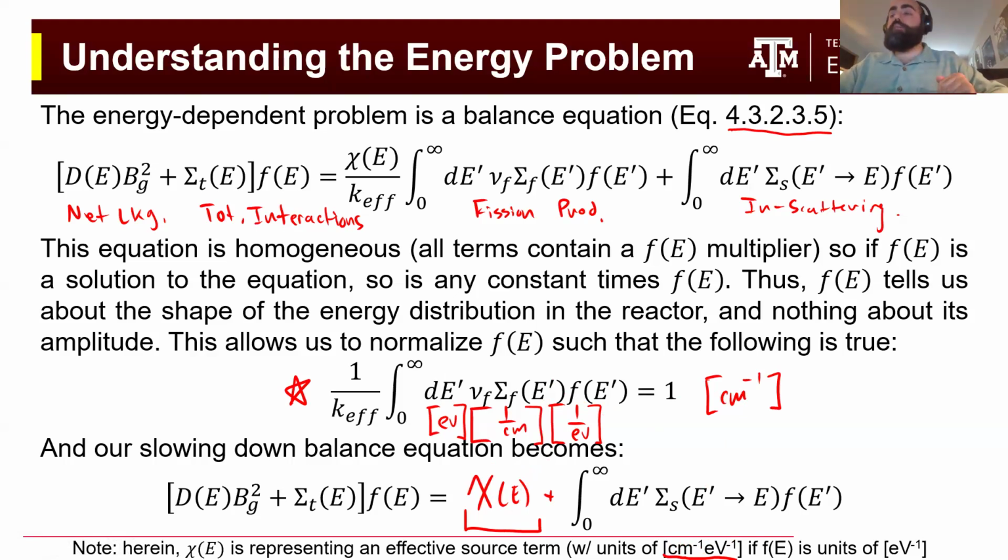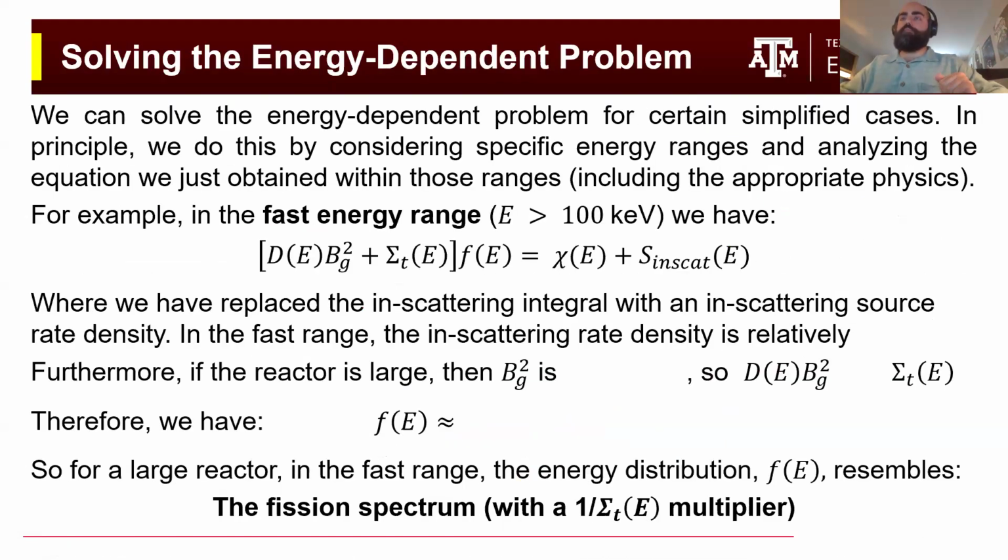And now that we have the equation set up in this way, we can attempt to solve it. And in some simple cases, we can solve it. Basically, what we want to do is only look at the equation in certain energy ranges and then analyze the equation and the involved physics within those ranges. As an example, if we look at just the fast energy range, talking about only neutrons that have energies above, say, 100 keV, then we can rewrite the equation in this form, where this source is an n-scattering source term.